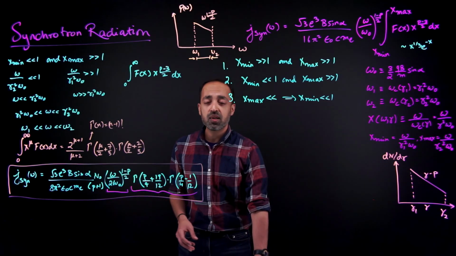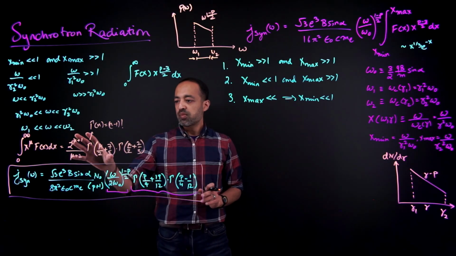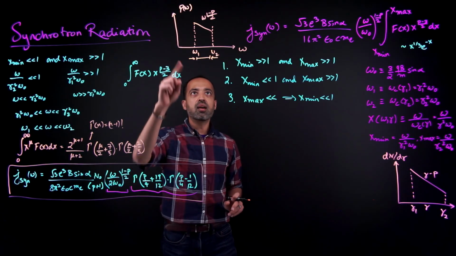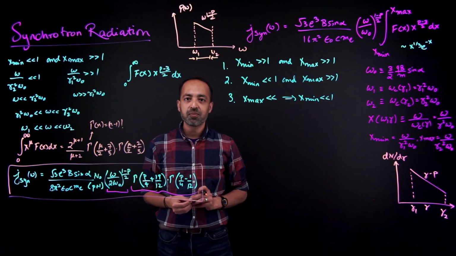So feel free to pause this video at this point and see that all of this makes sense to you. You can check that substituting mu of p minus 3 over 2 gives you this expression.